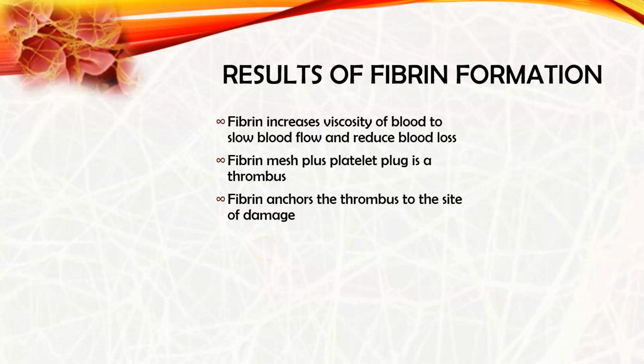So the results of fibrin formation: the fibrin increases viscosity of the blood, which slows the blood flow through the damaged area and reduces blood loss due to shear viscosity. It makes a fibrin mesh, which sort of tangles all around the platelet plugs, and that fibrin mesh plus the platelet plug is known as a thrombus. The fibrin also anchors the thrombus to the site of the damage to keep it from floating off and lodging in the lung, the brain, the heart, or any number of places it really shouldn't be.